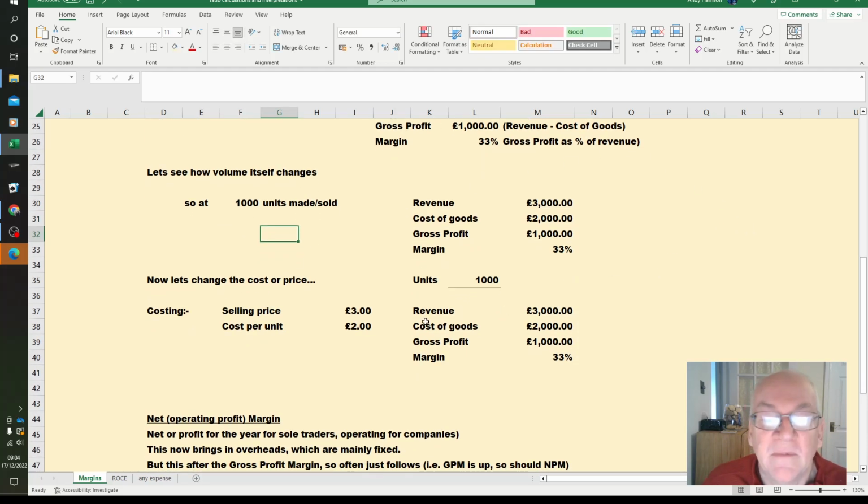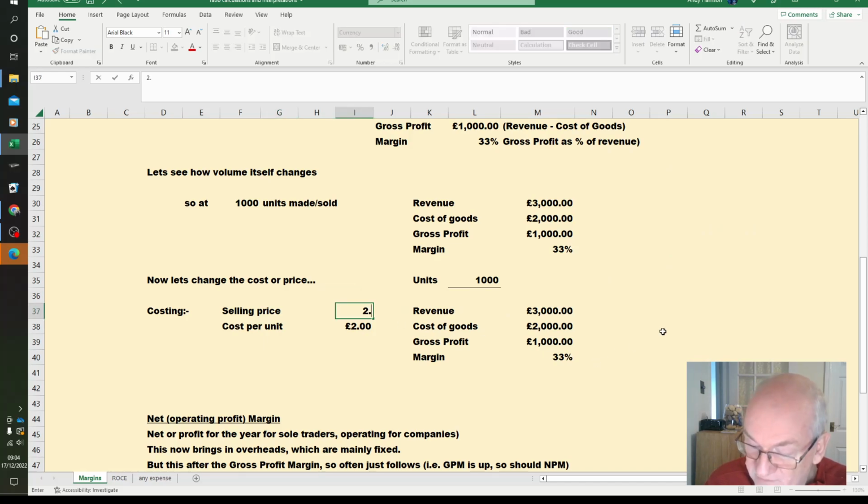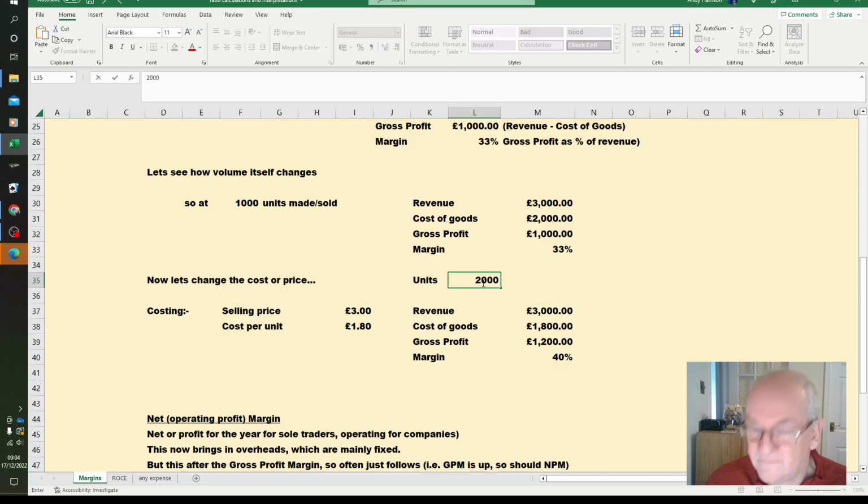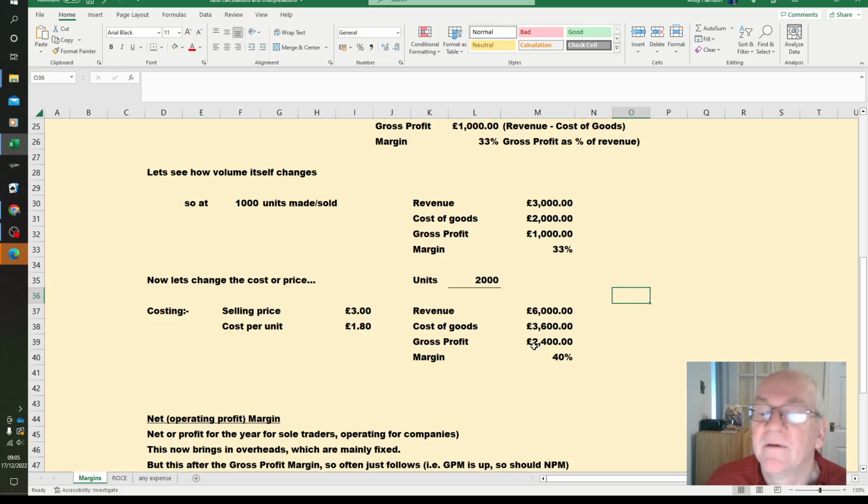So let's change the cost or price. This is where it will actually matter. So if I take 10% off our selling price, we should of course sell more units, but you can see the margin going down. If I take the same percentage off my cost per unit, the margin goes back to where it was. Increase the price and reduce the cost per unit, I've got a better margin. Doesn't matter how many we sell, that margin will stay the same, although the actual figure for gross profit increases if we sell more units.